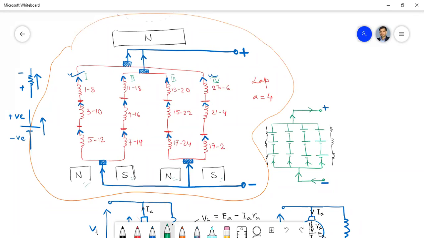The total voltage contributed by parallel path 1 may differ from the total voltage contributed by parallel path 2. So if that is the case, let us take a simple example. Suppose this is 2 volt and this is 2 volt. So how much voltage will you get here?